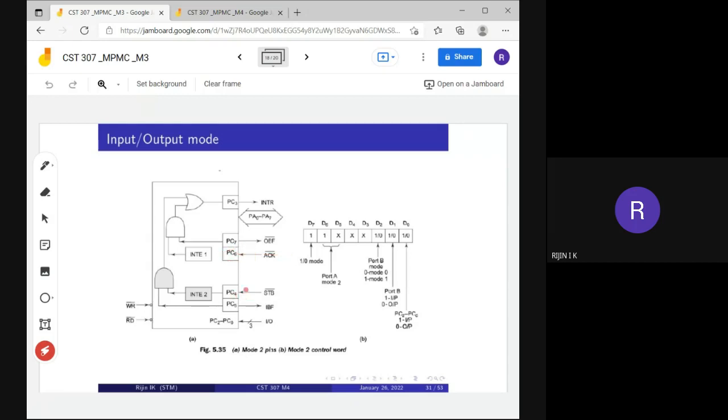Okay. Similarly, for input operation, through PC4 it will receive the strobe signal from the external device, and through this PC5 it will generate our input buffer full signal to the external device. Okay. Then these PC0 to PC2, that means these three pins can be used either as input or output operations. ഓക്കെ, ഈ ഡയഗ്രാം ഒന്ന് പഠിക്കാം.